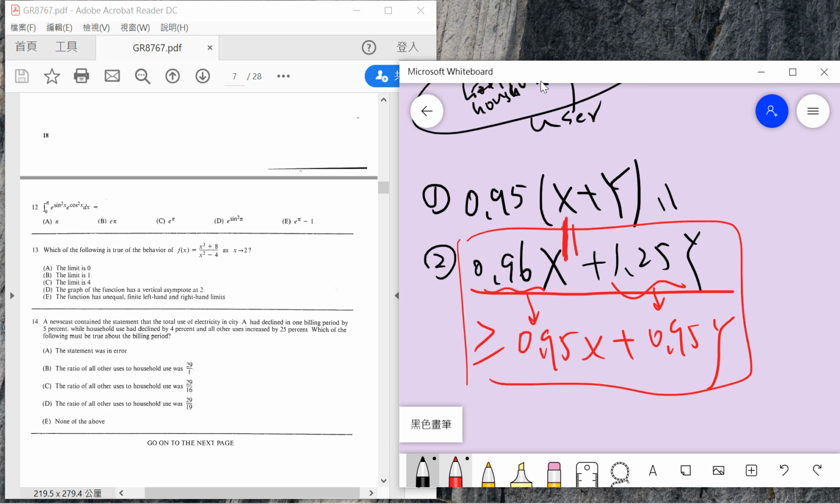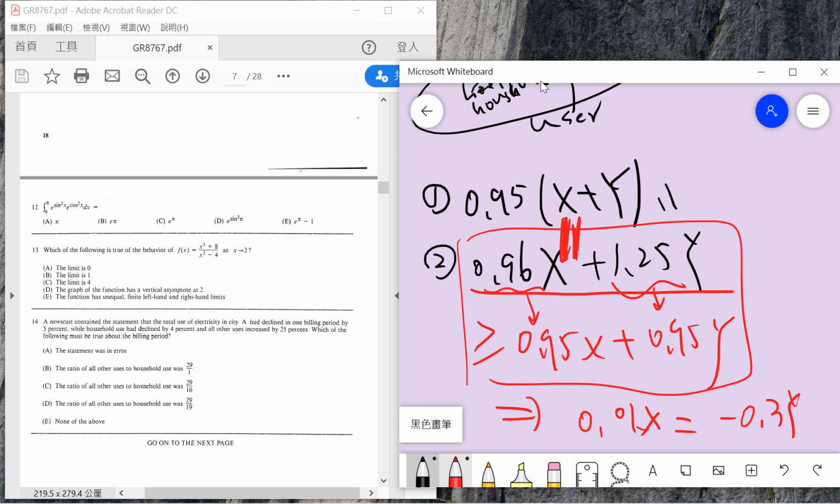Suppose you let this be equal, and you will get 0.01x equals minus 0.3y, but x and y should be positive. So the only way this can happen is if x and y are zeros. And this is a contradiction because this is electricity that people use. If x and y are 0, then total electricity is 0, and it makes no sense to say that 0 decreased 5%. So there's no way that you can get the answer. The answer is A. Now the statement was an error.